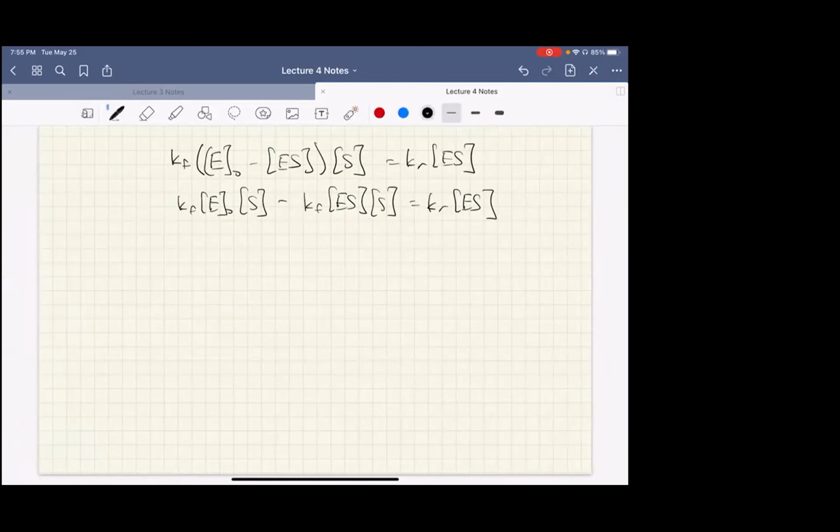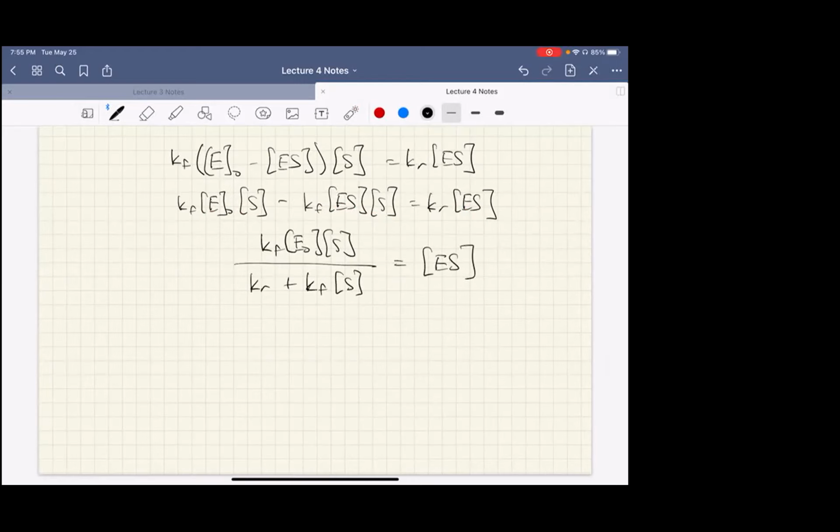then divide through. On the left, I'm left with Kf E0S, which is from here. And from these two terms, if I take that over here, I get KR ES plus KF ES S. I'm going to take out the ES and bring that back under. And what I end up with is KR plus KF S is equal to ES.